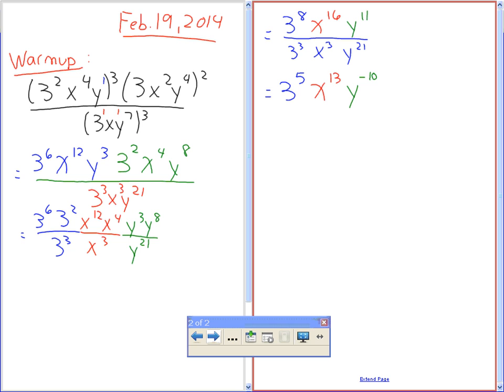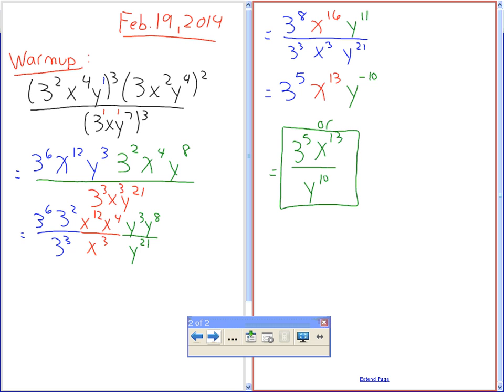Now, from yesterday, what does a negative exponent mean? You've got to remember what a negative exponent was from yesterday. Chris? It means like 1 over something. Yeah, for this, there are 21 y's in the bottom and 11 in the top. When you cancel them out, there are more y's in the denominator than in the numerator. So I could also write this as 3 to the 5, x to the 13 over y to the 10. Either one of those is okay for me.